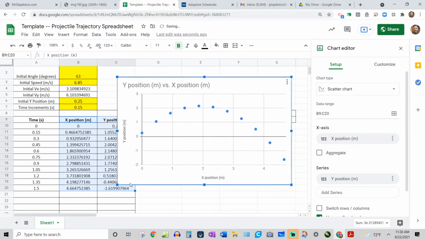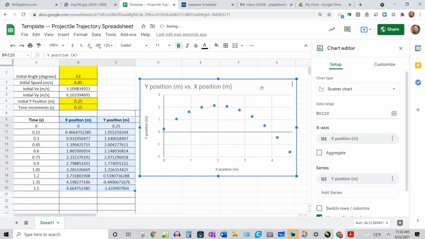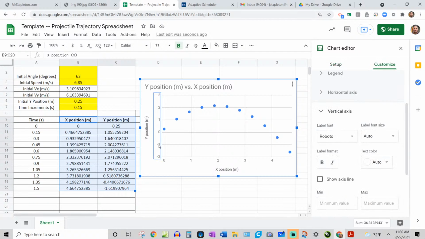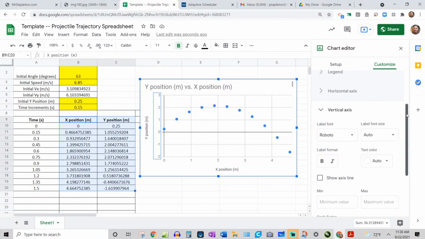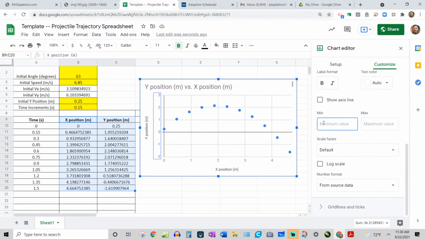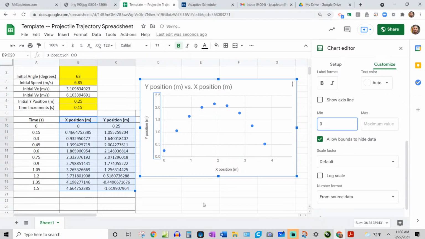Maybe I'll make that a little bit smaller. And that looks pretty good. It's Y position versus X position. That's fine. One thing that I don't really like about it is that we're going to have a floor. So we never really need to have any negative Y values. I'm going to see if I can just double click on this scale, and it takes me right to the vertical axis. And I'm going to put in a minimum value of 0. So that's better.